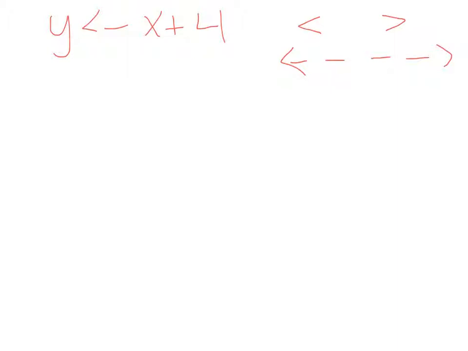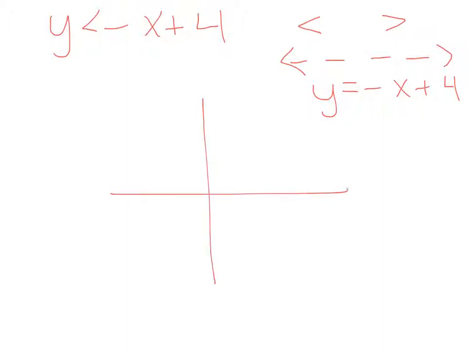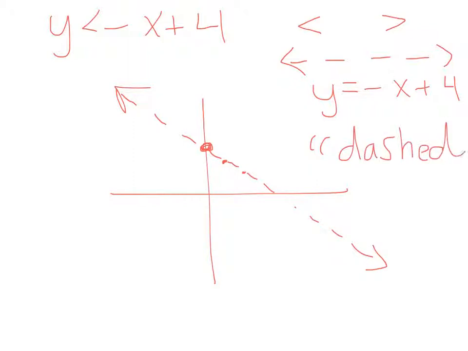So I'm going to graph it much like y equals negative x plus 4, except I'm going to draw a dashed line. So I'm going to go to plus 4, and then I'm going to go down 1 over 1, down 1 over 1, etc. And this time I'm going to draw, notice how I drew a dashed, or sometimes we say dotted line. It doesn't really matter if it's dashed or if it's dotted. The point is that it's not a solid line, okay?